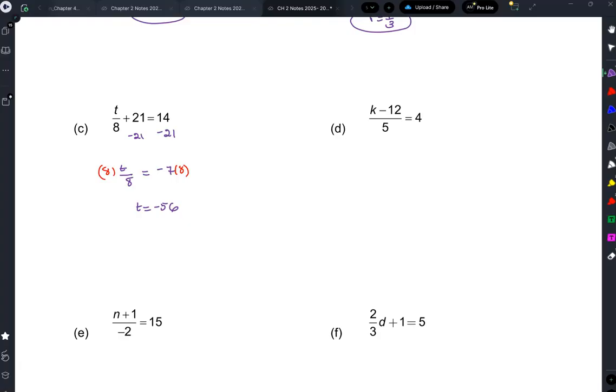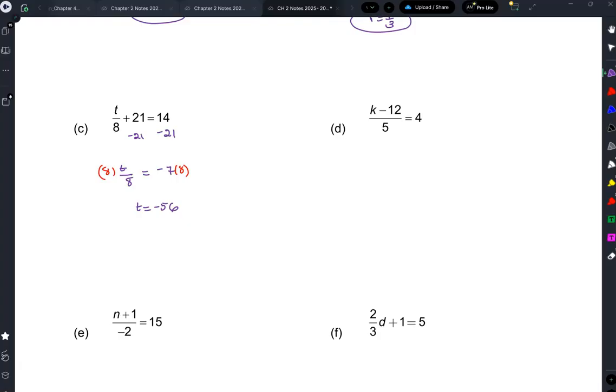Here, what do you all think? I'm going to skip the checking for now. Well, D, yeah, D. So Jerry, what do we do on D first? Would you do the adding 12 or multiplying by 5? L, what do you think? Adding 12. So we're actually going to multiply by 5 first.